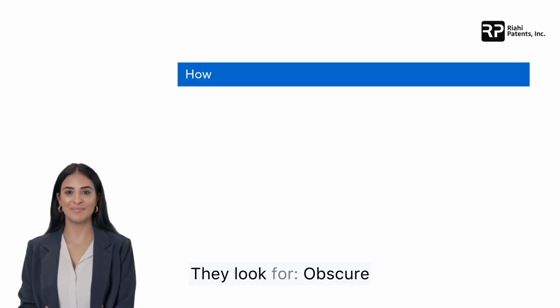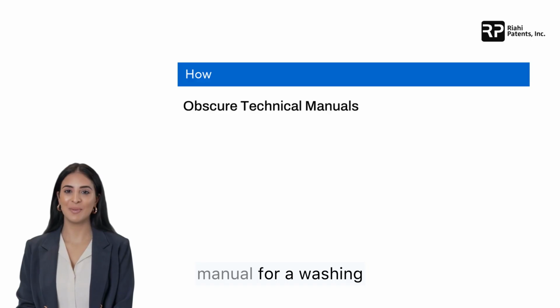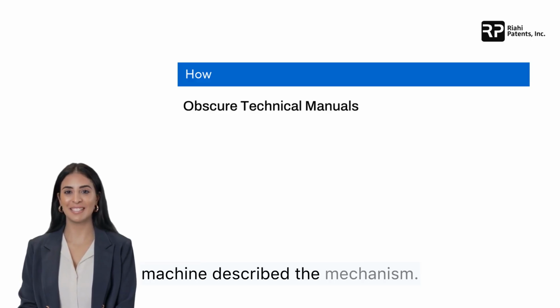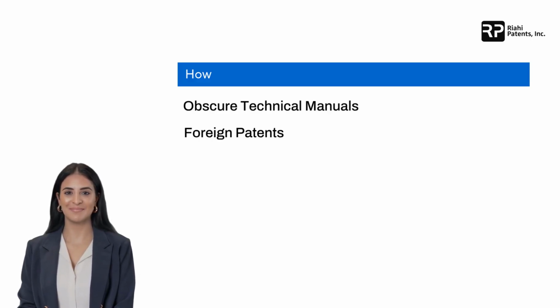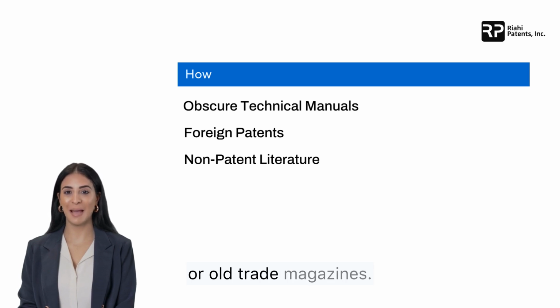They look for obscure technical manuals. Maybe a 1980s user manual for a washing machine describes the mechanism. Foreign patents: an invention might be new in the US, but it might have been patented in Japan or Germany in the 90s. NPL, non-patent literature: PhD theses, conference papers, or old trade magazines.